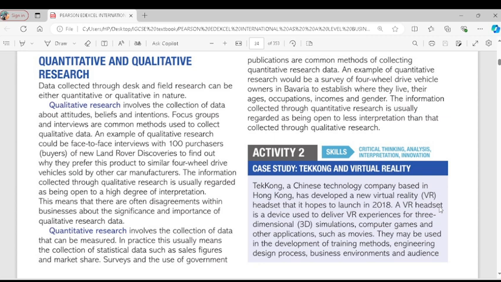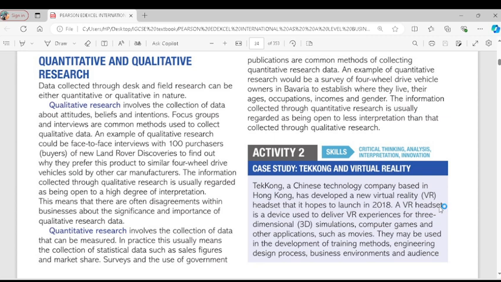Students in grade 10, what do they do? This is how they behave. This is qualitative. So qualitative research is about one's attitude, your belief, your intuition, your intentions, what you do, why you do them. These are what qualitative research is about. Here they said focus groups and interviews are common methods used to collect qualitative data. An example of qualitative research could be face-to-face interviews with 100 purchasers or buyers of new Land Rover Discoveries to find out why they prefer these products to similar four-wheel drive vehicles sold by other car manufacturers.